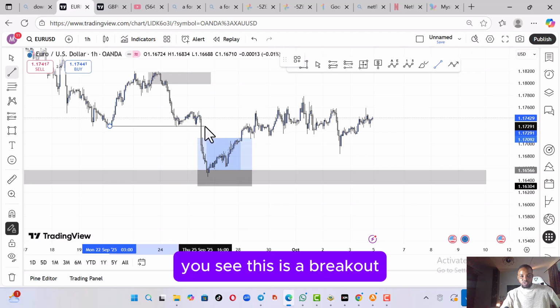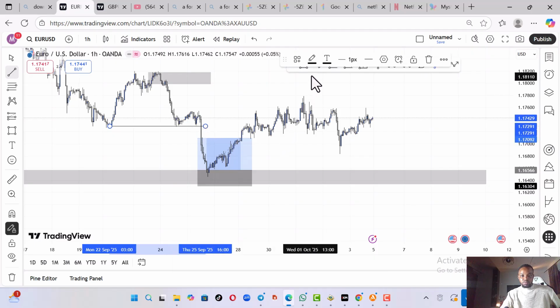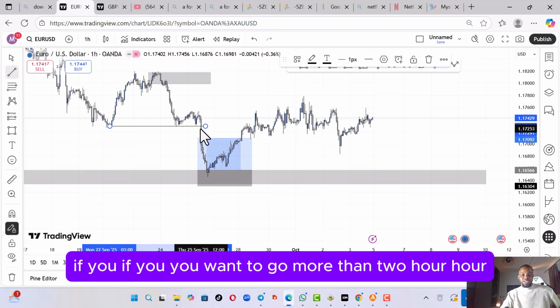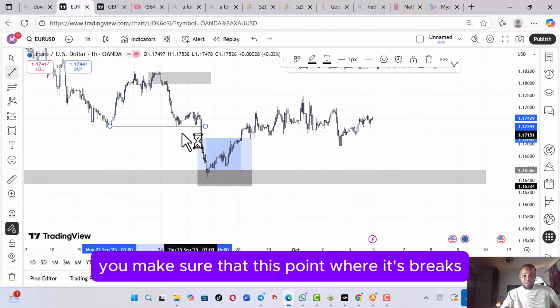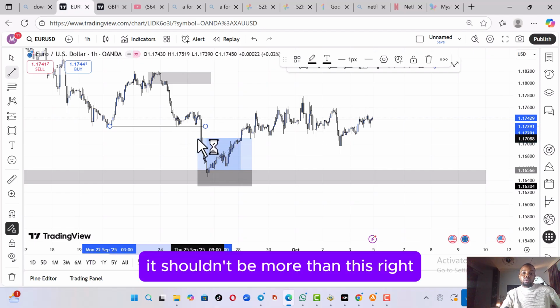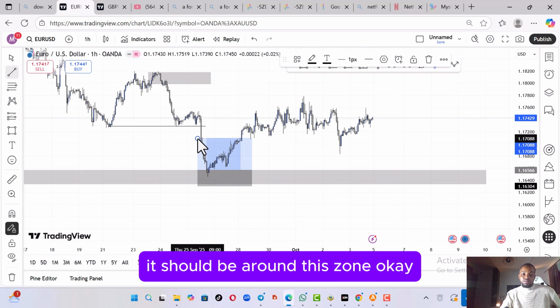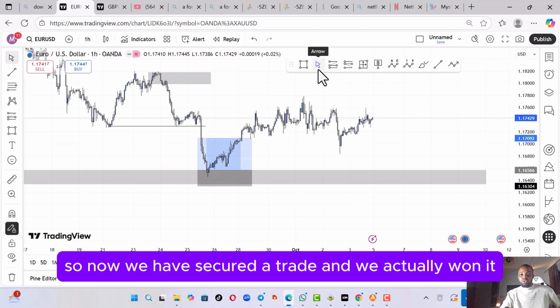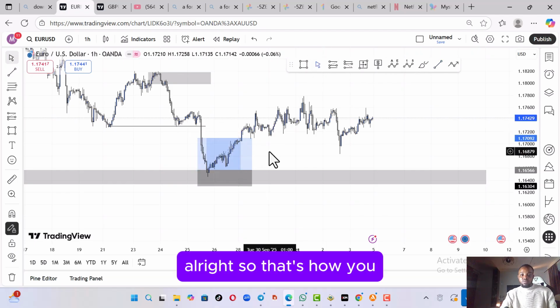You see, this is a breakout. It broke out from this zone. That's why we are targeting this. If you want to go more than 2 RR, make sure that the point where it breaks shouldn't be more than this, right? It should be around this zone. Okay, so now we have secured a trade and we actually won it. All right.